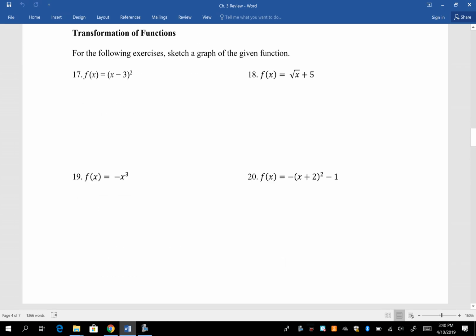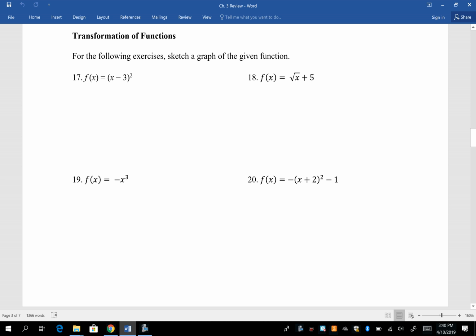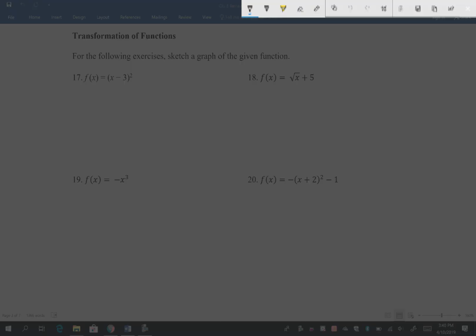18. You know what? How about I one-up you and let's just do 17, 18, 19, and 20. Let's do that because it's all kind of the same. We're doing 17 through 20, transformations. All right, so let's start with 17.